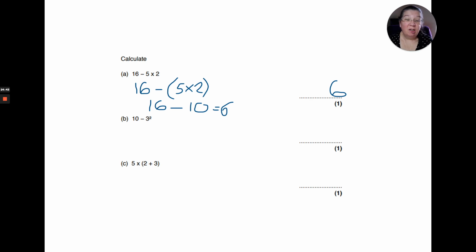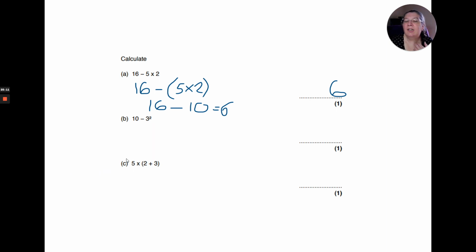Okay, so we must do the multiplication first. So 5 times 2, which is 10. And so we have 16 minus 10, which equals 6. Did you get that as the answer, or did you forget and do 16 minus 5, which is 11, times 2, which would give you 22? That would be the incorrect answer.